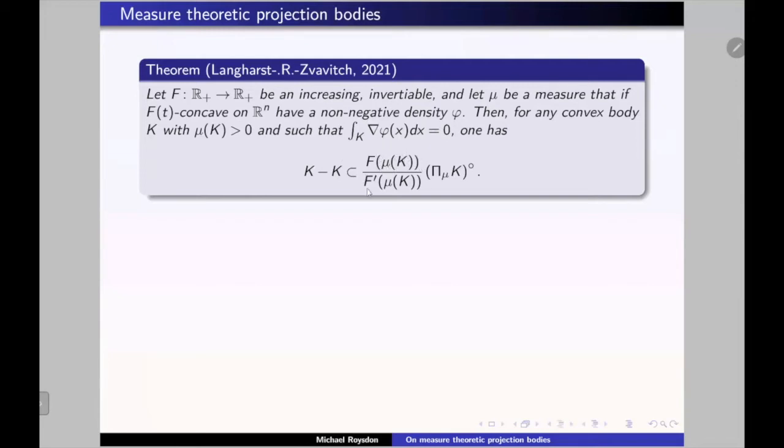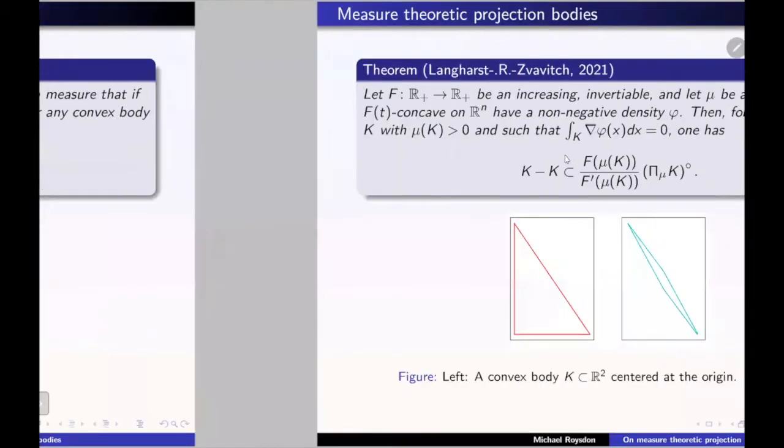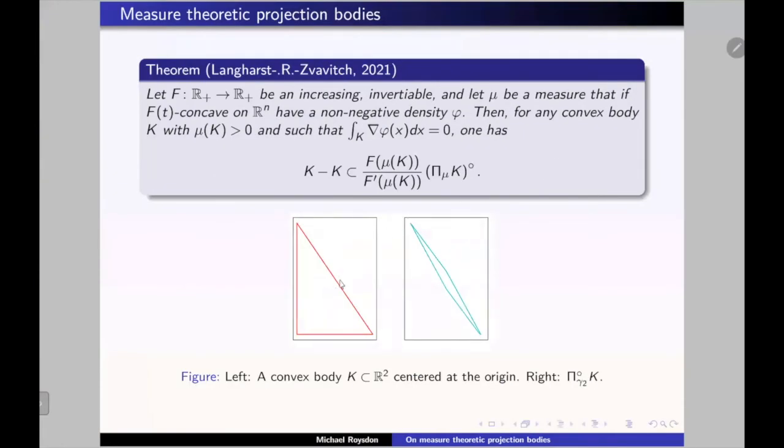f of mu of K divided by f prime of mu of K times the volume, times the polar projection body of mu of K. So again, if you pick volume, and pick f to be t to the 1 over n, then this exactly recovers the Gardner-Zhang conclusion that we discussed before. And just as an example, if I take a simplex and the usual Gaussian measure, here's an example of what its polar projection body should be. It is actually origin symmetric, even when the original body is not symmetric.